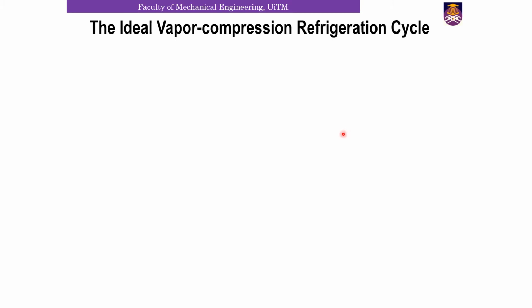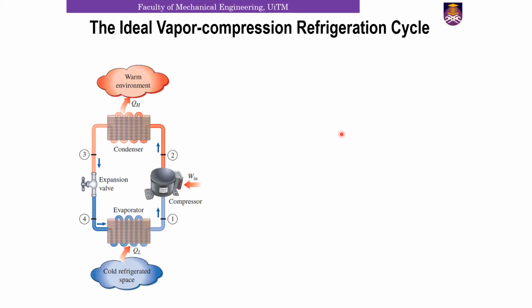Now let's look at the ideal vapor compression refrigeration cycle. So earlier we were doing the reverse Carnot cycle. This is the ideal vapor compression refrigeration cycle. So for an ideal vapor compression refrigeration cycle, you will see that all the components are the same except for the expansion valve. In our Carnot refrigeration cycle, we had a turbine here. Now we have replaced the turbine with an expansion valve. Why we do that, we will discuss in a while.